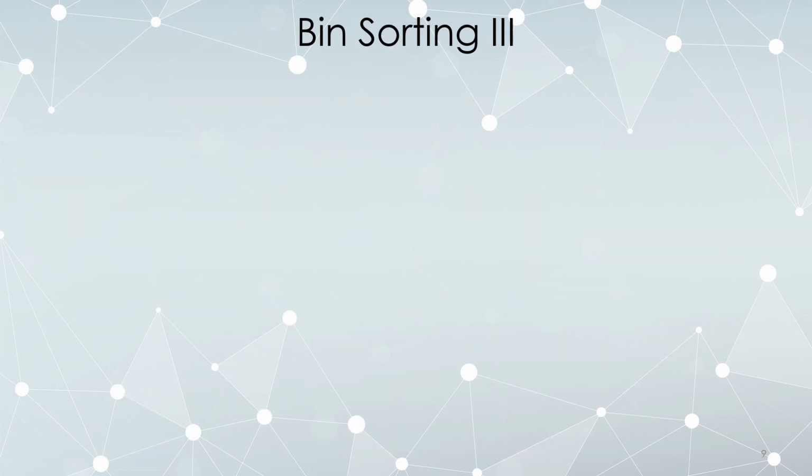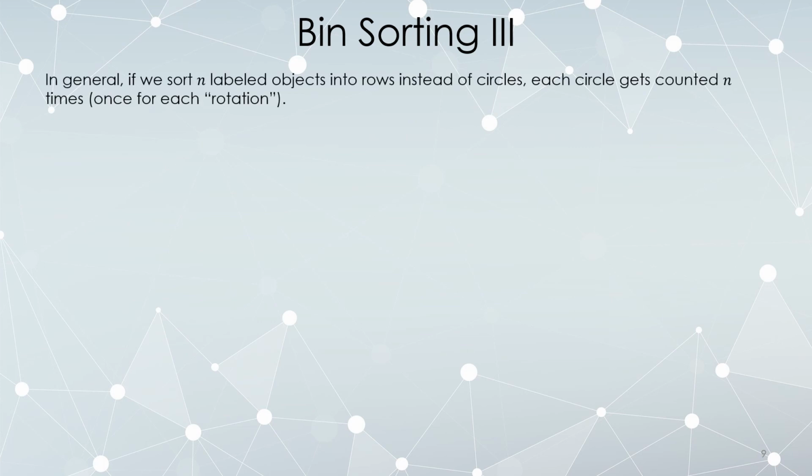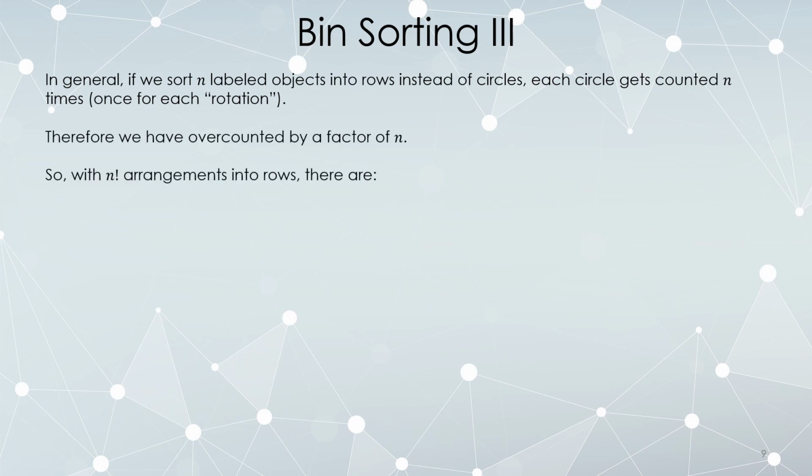So continuing with this problem, if I sort n labeled objects into rows, each circle had a factor of n overcounting, for each possible rotation of it. So we've actually overcounted by a factor of n. There were n factorial arrangements into rows, therefore there are n factorial divided by n. I need to divide out the factor of n that I've overcounted. So there are n minus 1 factorial arrangements of n objects into a circle.